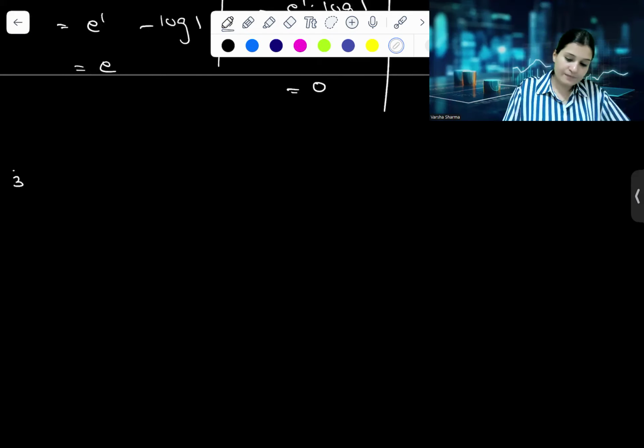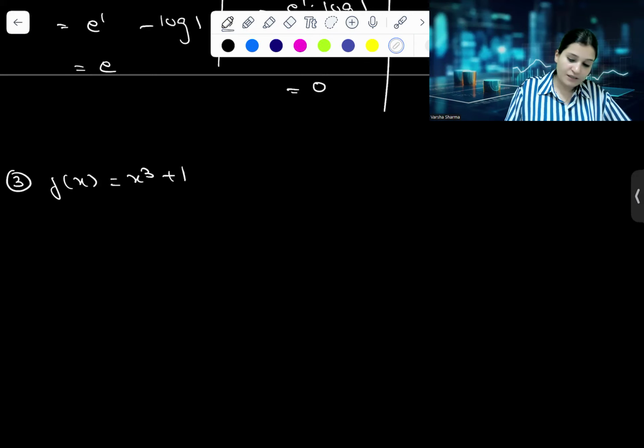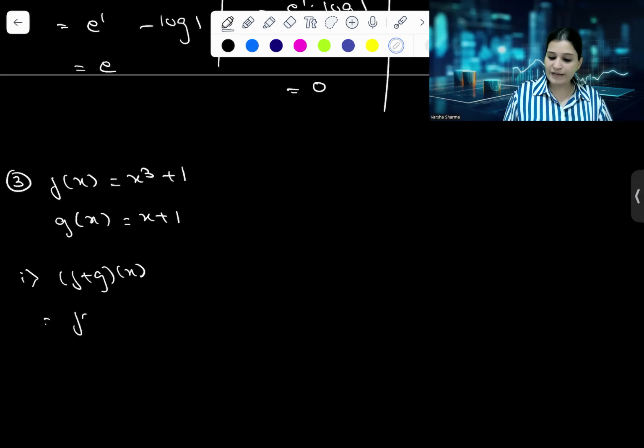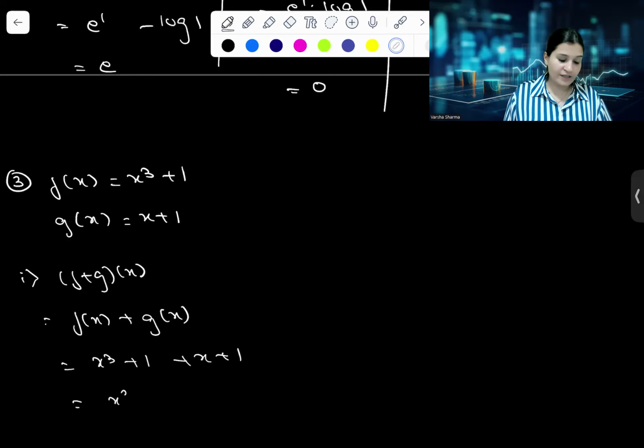Question number 3. f of x is x cube plus 1. g of x is x plus 1. So number 1, they ask us to find f plus g. Here it's our job to apply x. So this would be f of x plus g of x. So x cube plus 1 plus x plus 1. So x cube plus x plus 2.